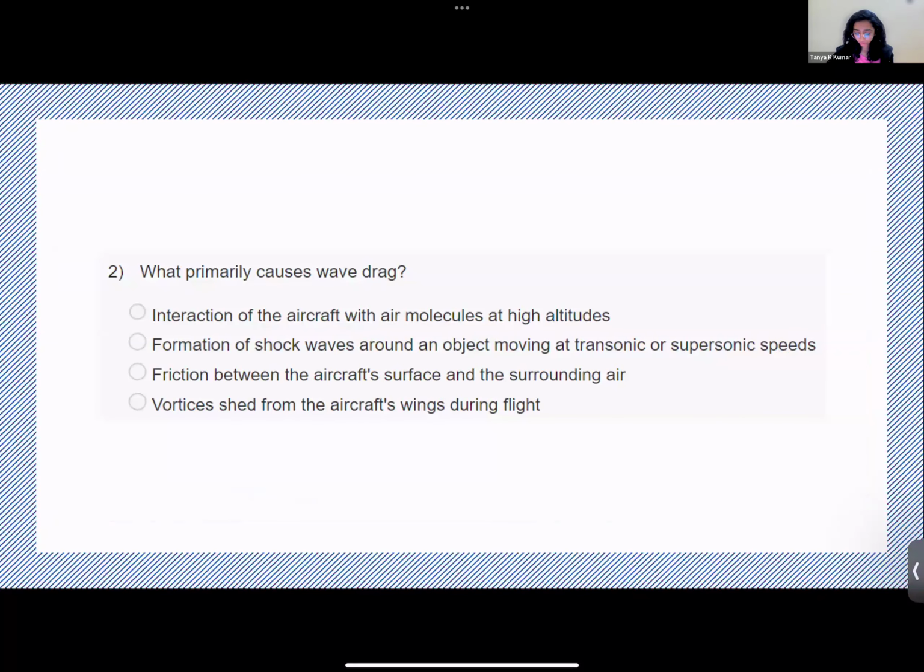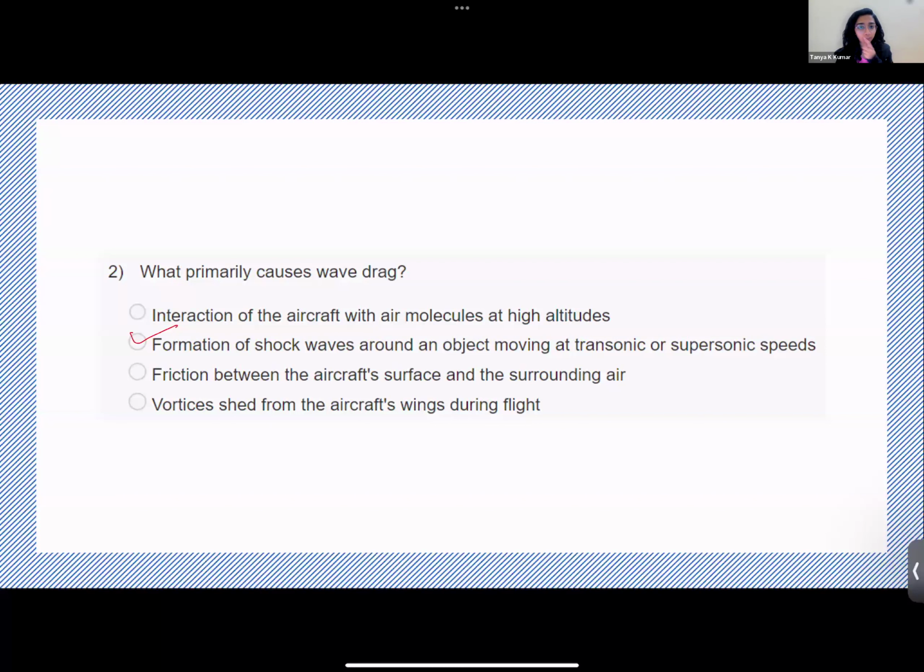What are the primary causes of wave drag? We just discussed this. It's the formation of shock waves around an object moving at transonic or supersonic speeds. All of those reasons are causes of drag, but the cause of wave drag is the formation of shock waves. Interaction of the aircraft with air molecules at high altitudes is the general cause for drag. Friction between the aircraft surface and surrounding air is similar to the first option. Vortices shed from the aircraft's wing during flight.